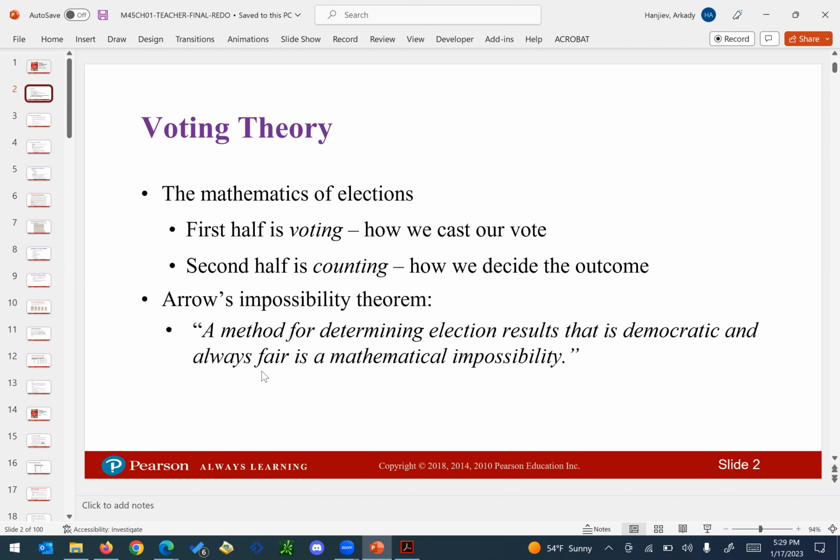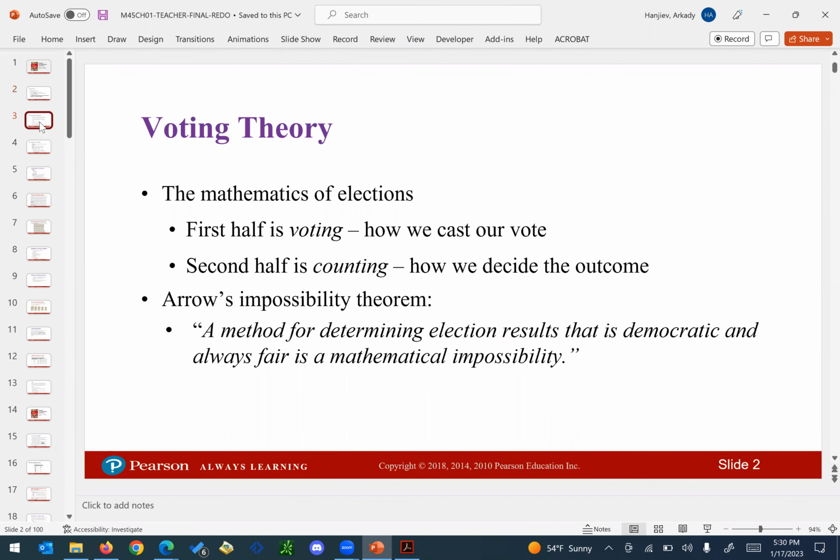And then Mr. Arrow, as he was studying this, comes up with Arrow's impossibility theorem. His quote is: the method of determining election results that is democratic and always fair is a mathematical impossibility. There's no way to make the fairest voting system. We just have certain rules that apply, and as long as you abide by those rules, the election is valid.